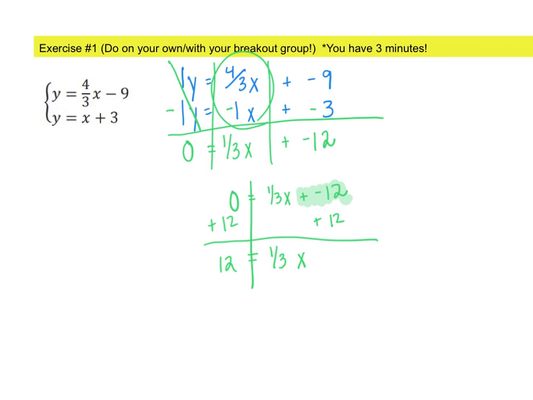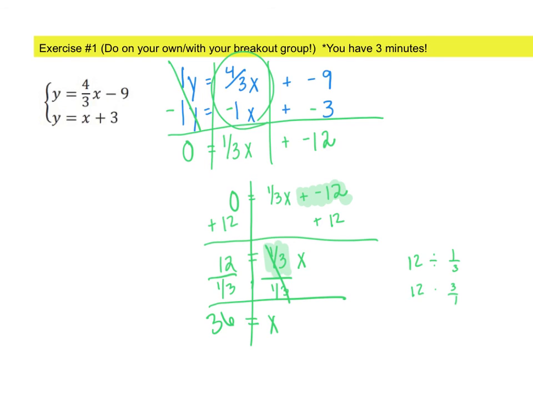Okay, we're still trying to get x by itself. Right now it's being multiplied by 1/3, so the opposite would be to divide by 1/3. Over here it cancels and you're left with x equals, and on the left side, 12 divided by 1/3. Well, if you do keep, change, flip, 12 divided by 1/3 is the same as 12 times 3, 36 is what you get for x.